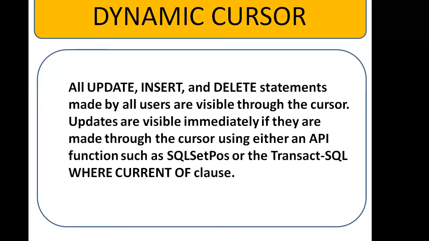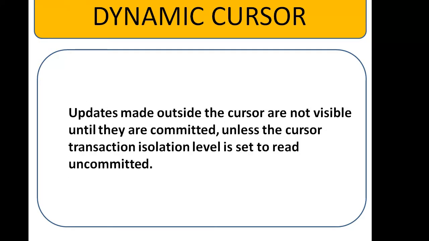Updates are visible immediately if they are made through the cursor using either an API function such as SQLSetPos or the Transact-SQL WHERE CURRENT OF clause. Updates made outside the cursor are not visible until they are committed, unless the cursor transaction isolation level is set to read uncommitted. So this is directly the opposite of static cursors. A static cursor will not reflect the changes made on the database, but dynamic cursors will accept the changes made in table records.